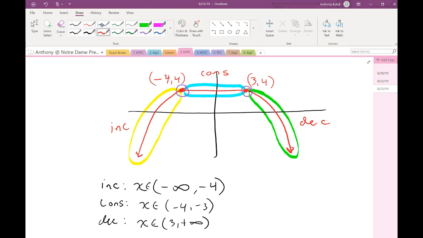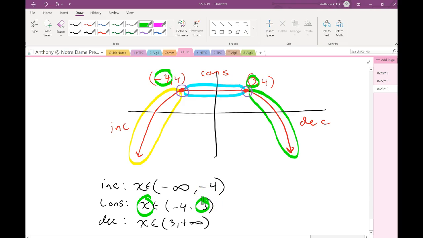So when we're describing an interval, we're talking about the x coordinates. So we're talking about negative 4 to positive 3 for the constant part. Oh, I'm sorry. I thought you said 4 to 4 or something. I'm just dumb. Yes. That should be a positive 3. Thank you.